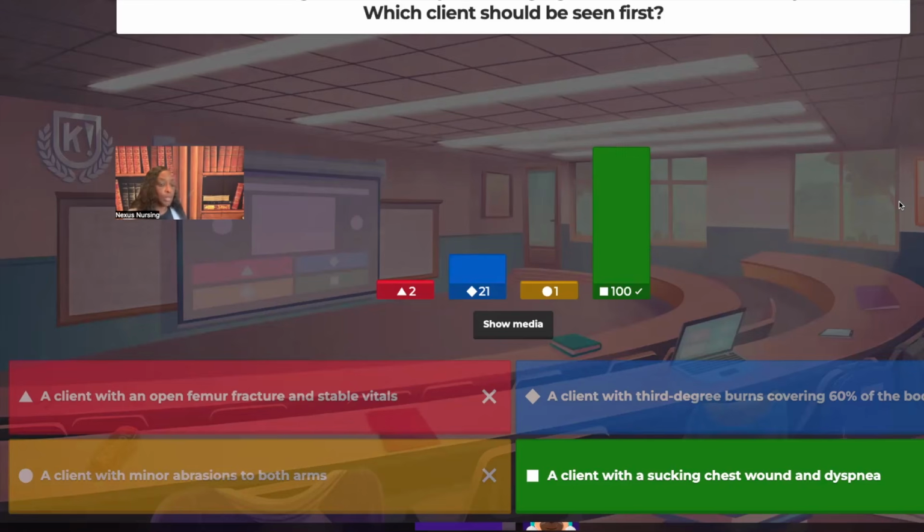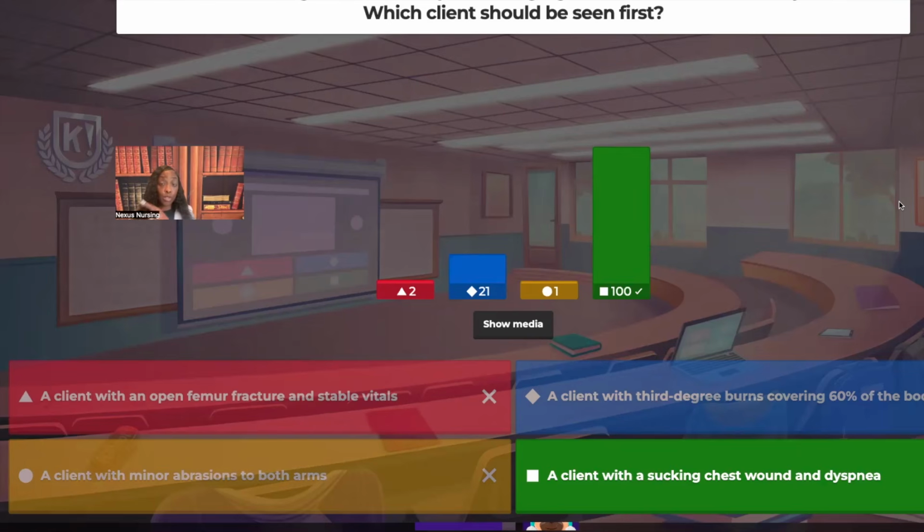I'm seeing red, I'm seeing blue. I just told you that blue is expectant. You're bypassing them, so it can't be blue, it's going to be red. After that patient with the sucking chest wound and dyspnea, you're going to go to that patient with an open fracture. Open fracture, you know what that means, guys? A closed fracture, the bone's broken, but at least the skin's intact. An open fracture, not only is the bone broken, it is protruding through the skin, which puts you at high risk for what? Infection, sepsis, hemorrhage, shock, right?